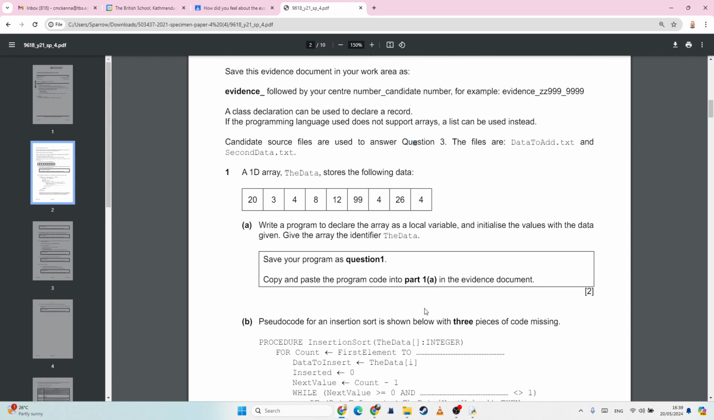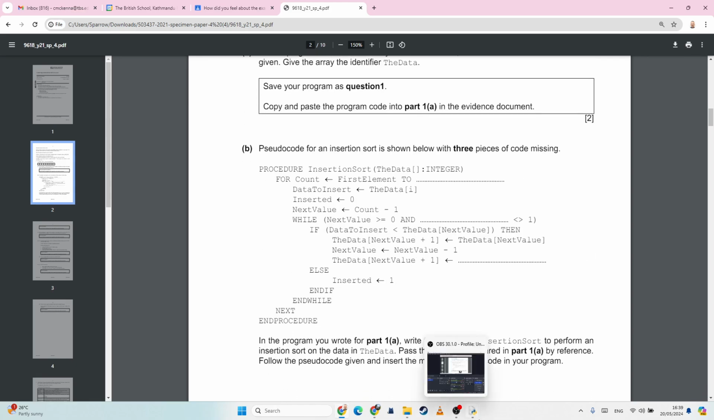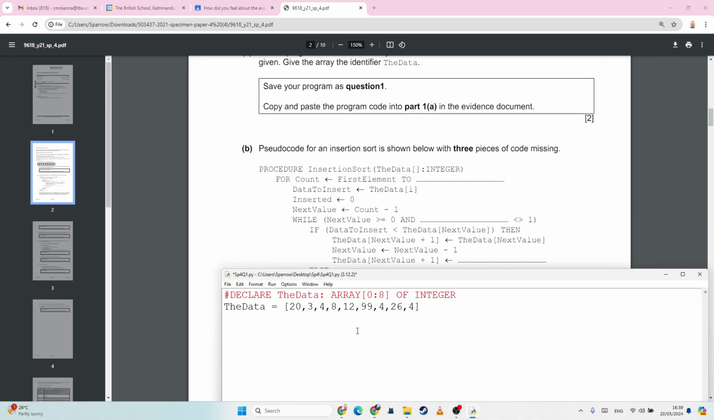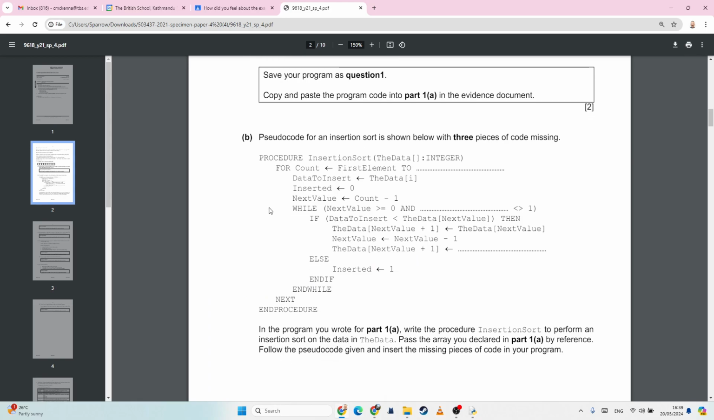And then we need to save it, paste it into the evidence document. Okay, done. I'm just going to save it for mine. Now, again, I can add more comments about initialization and stuff. I won't bother. Okay, and then we're on to an insertion sort.